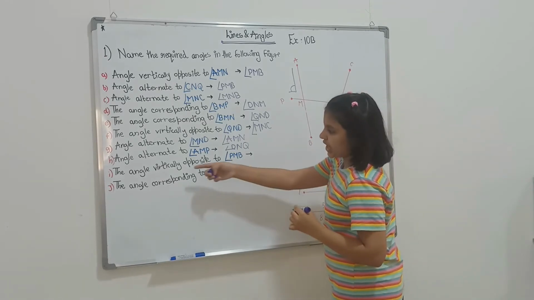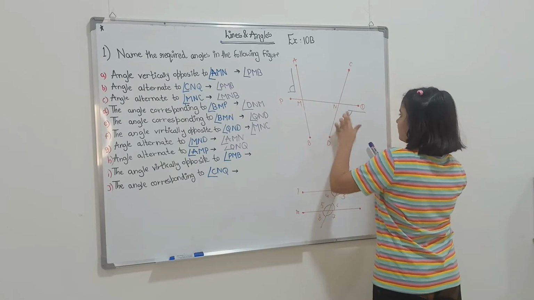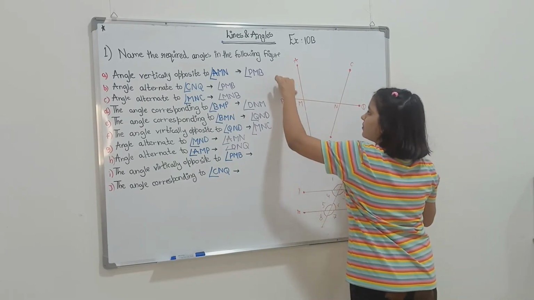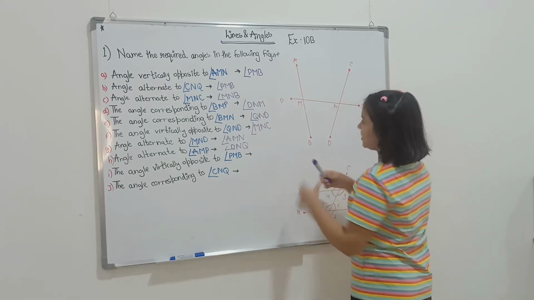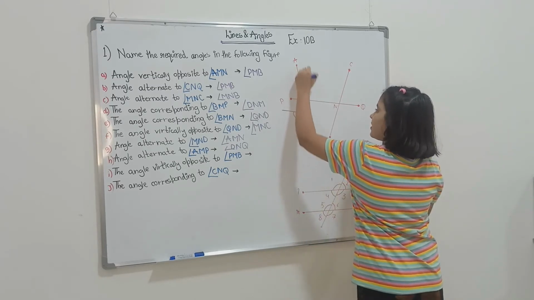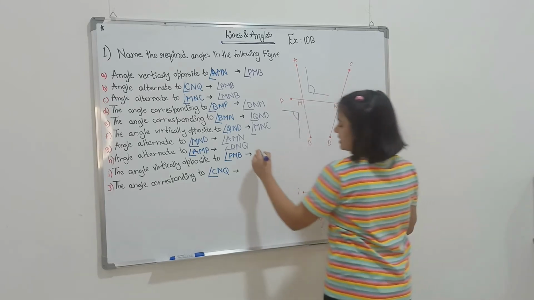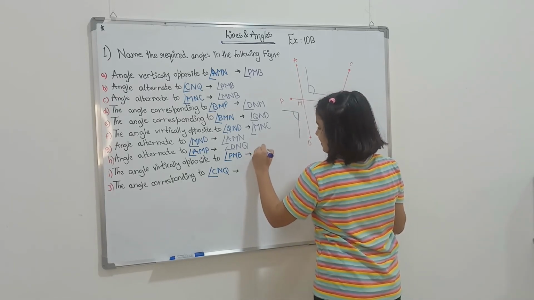Then the question is the angle vertically opposite to PMD. So these two are vertically opposite. So the answer is AMN.